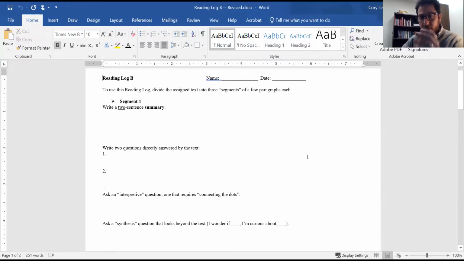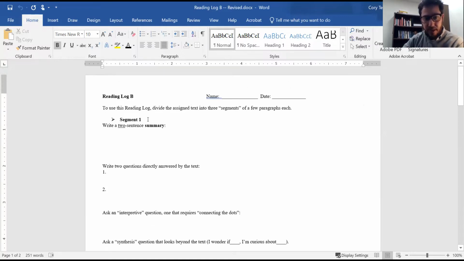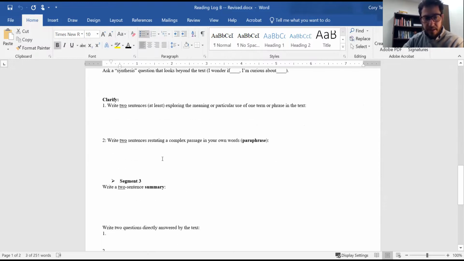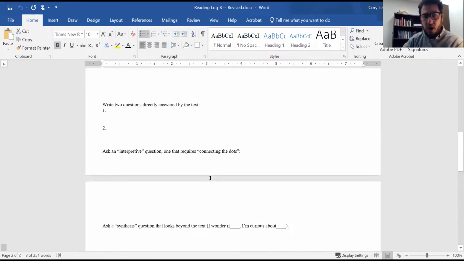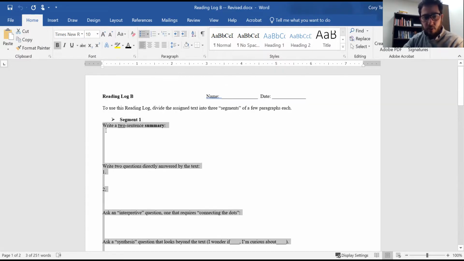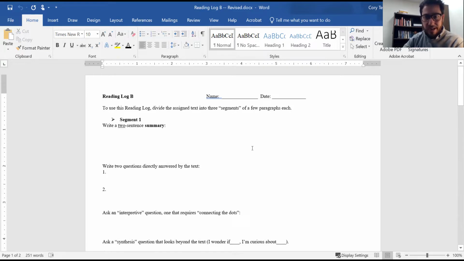So yeah, here's reading log B. The first thing to see about it is that it is divided into three parts, which here are called segments. Segment 1, segment 2, and segment 3. All three of the segments have identical questions. So in other words, each thing that you're asked to do here, you're going to do 3 times, each one of them on a different segment of the overall essay.